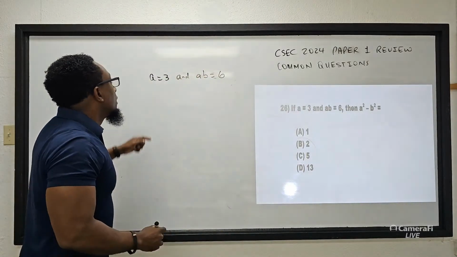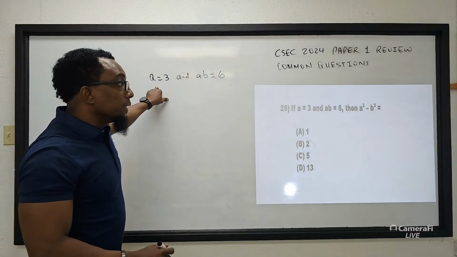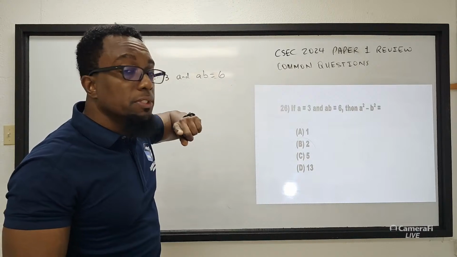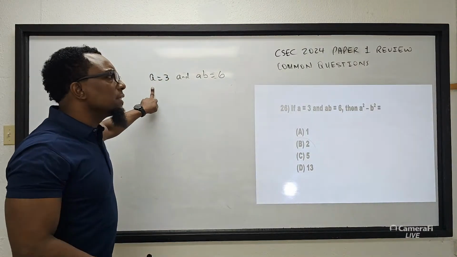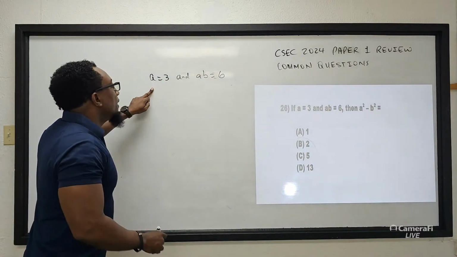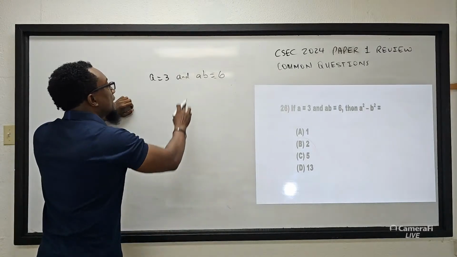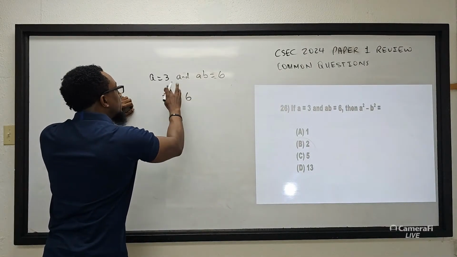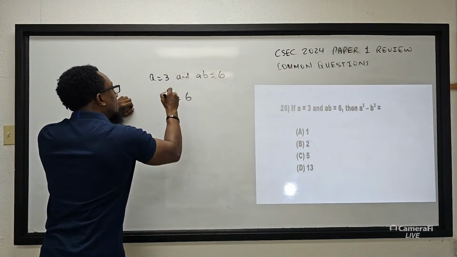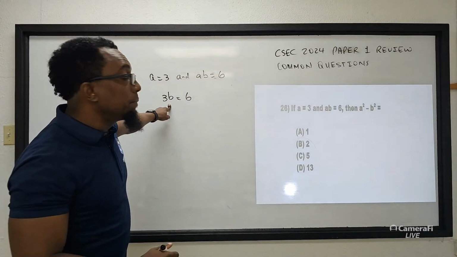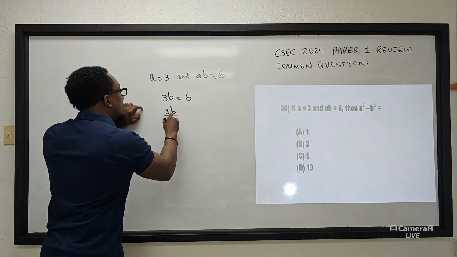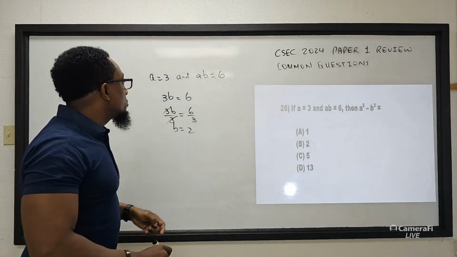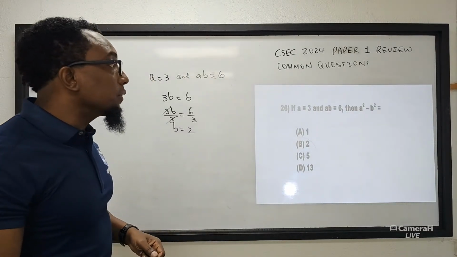Of course, we already know a is equal to 3, so we can replace. When we see a in a squared minus b squared, we have to replace that a with 3, but we need to determine what b is. If ab is equal to 6 and I replace a with 3, this becomes 3b is equal to 6. And I can now comfortably find the value of b. 3b divided by 3, 6 divided by 3, so b is equal to 2. So I know that b is equal to 2 and a is equal to 3.